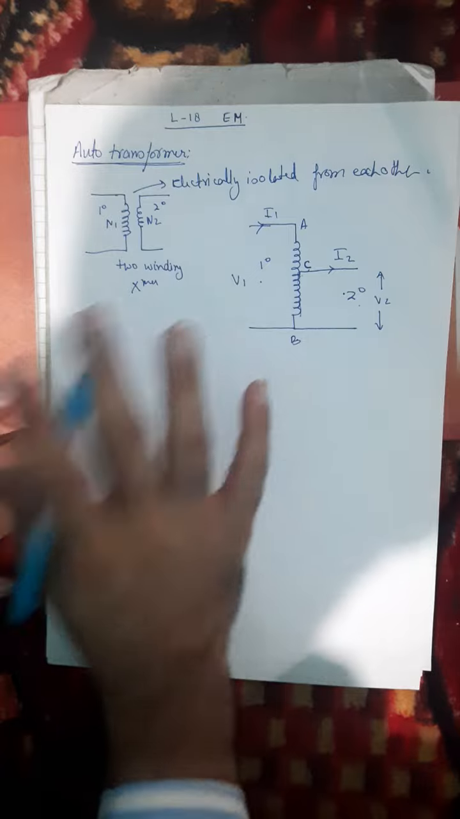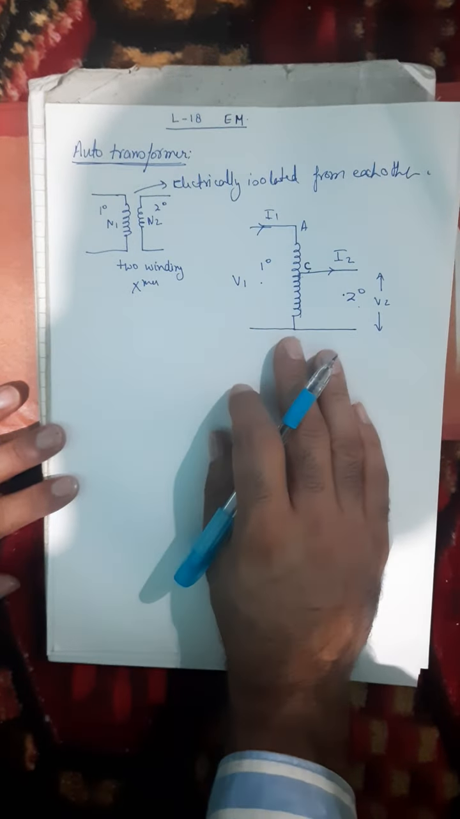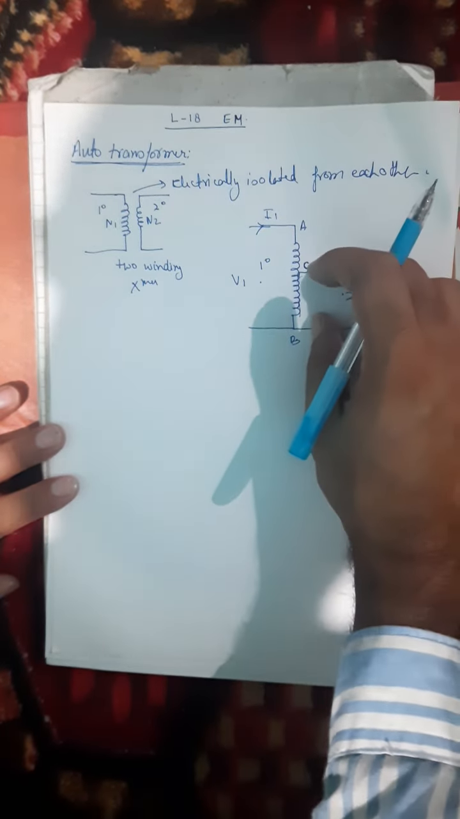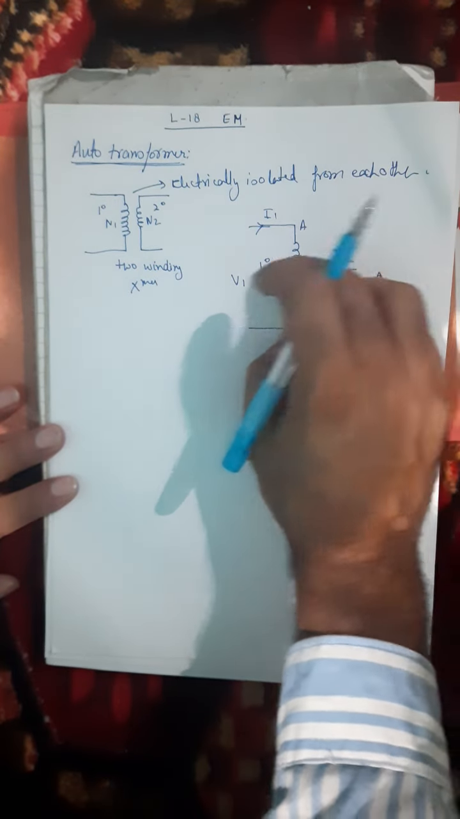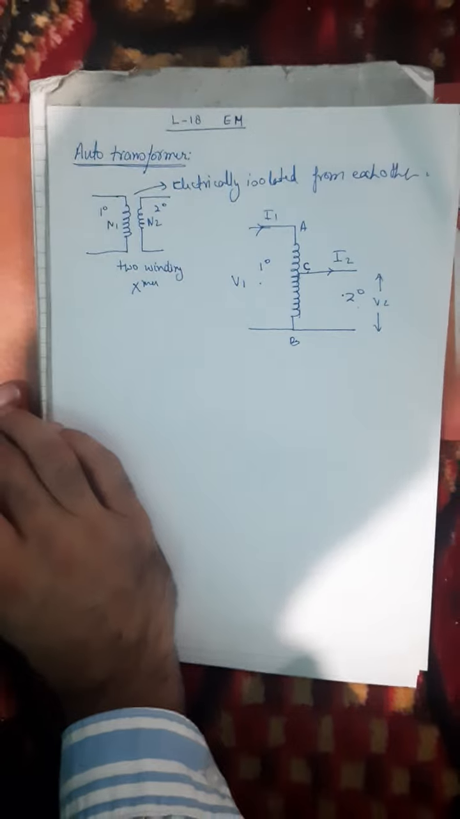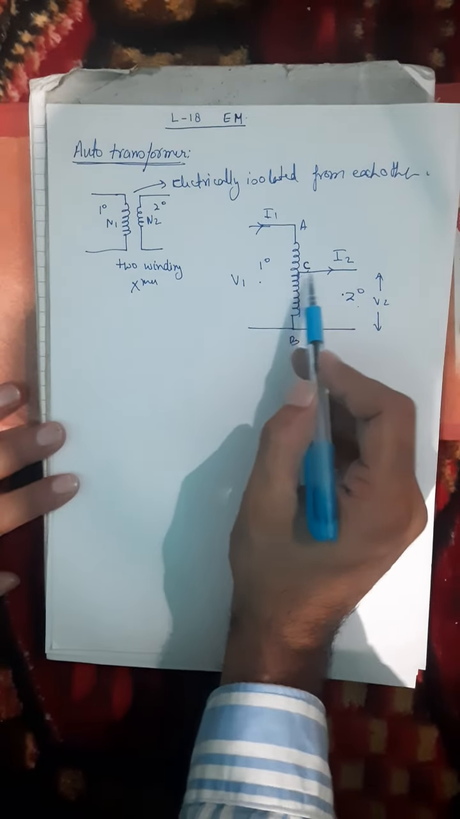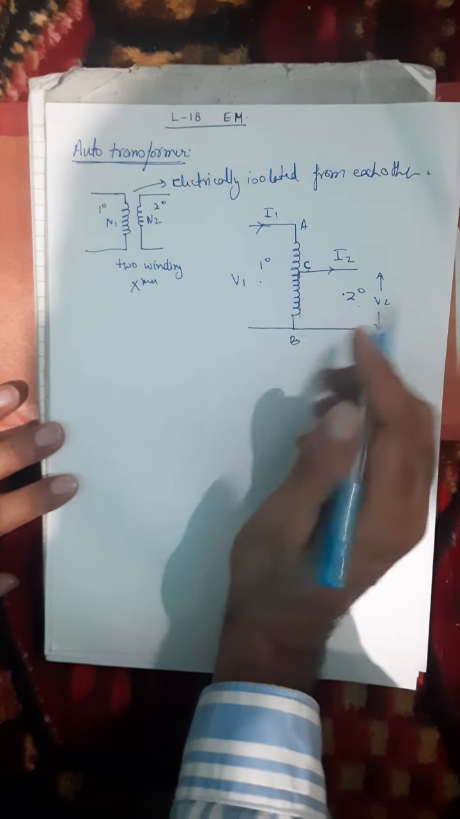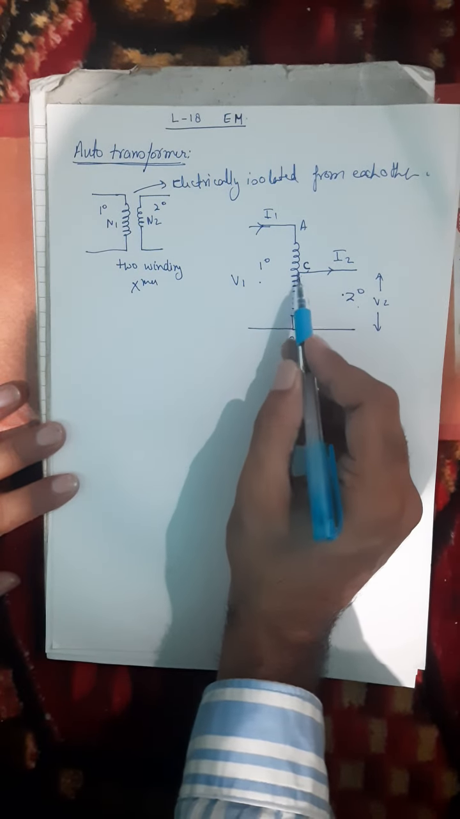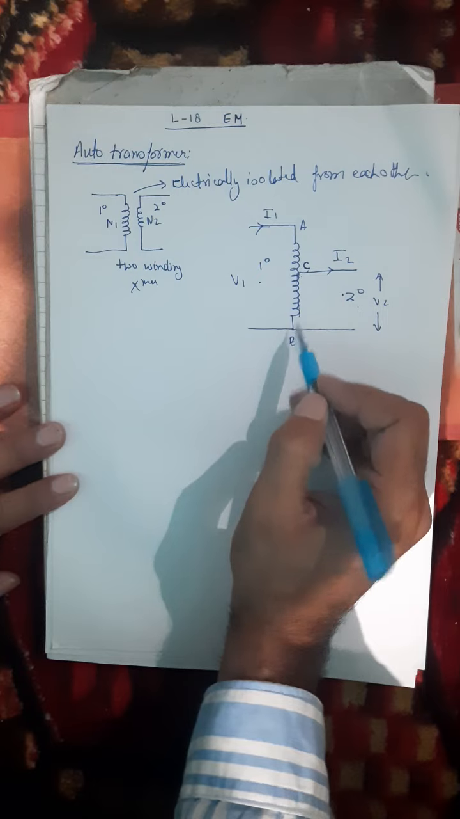So you got it. What is an auto transformer? I am saying it is a transformer in which a part of the winding is common to both the primary and the secondary circuit. And in case of an auto transformer, there is no electrical isolation between the primary and the secondary winding. Rather, a part of the winding acts as a secondary winding.